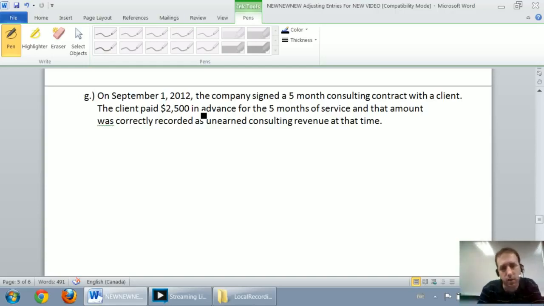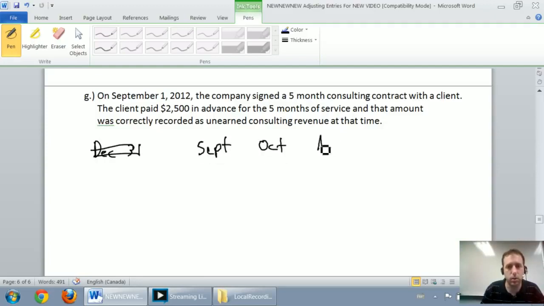Okay, reading on. The client paid $2,500 in advance for the 5 months of service, and that amount was correctly recorded as unearned consulting revenue at that time. So we've recorded this as unearned consulting revenue, and now it's our fiscal year end. That was on September 1st. Today is December 31st. We've got October, November, December, and if it's a 5-month contract from September, we actually have January too. And we got paid at the beginning of September. We got $2,500 for 5 months of service.